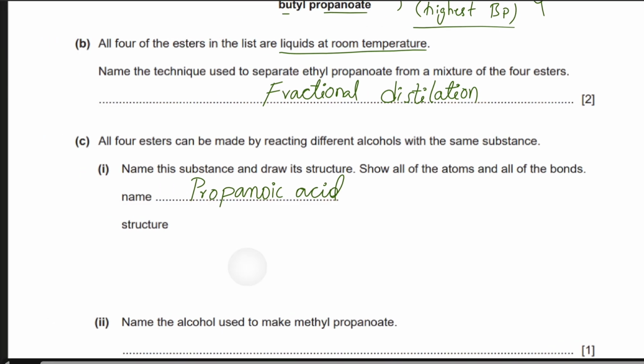Now the structure would be 3 carbons and all of the hydrogens will be here.